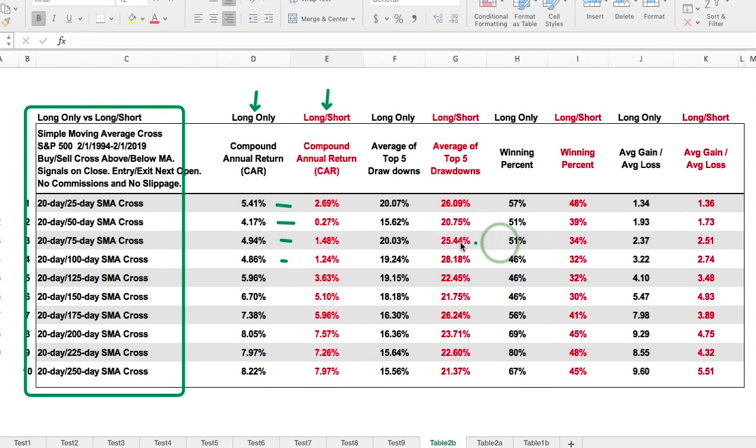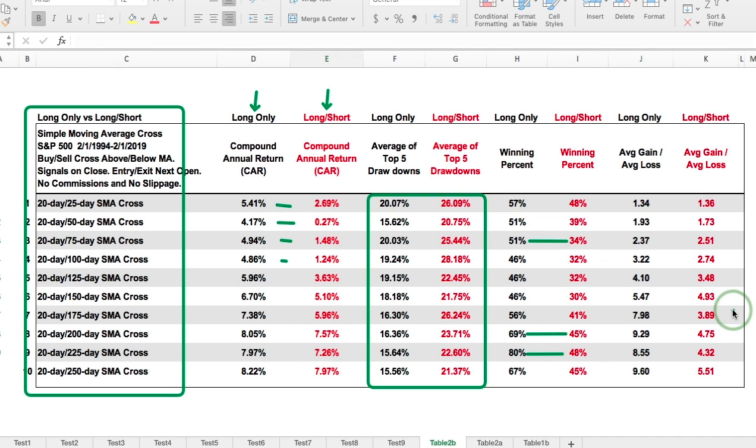You look at the drawdowns. All right, the drawdowns are higher when you add short positions to these moving average crossover strategies. You can see the winning percentages are also lower when you add short positions to the strategy, 51 to 34, 69 to 45, 80 to 48. So you're going to have more losing positions. That's more on your psychology when you have more losing positions.